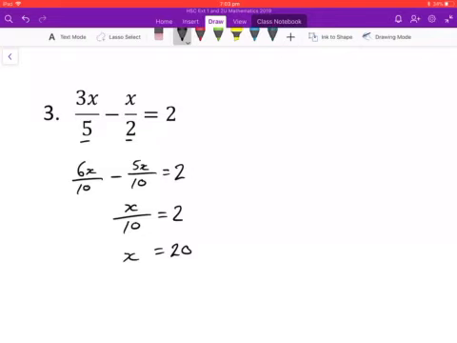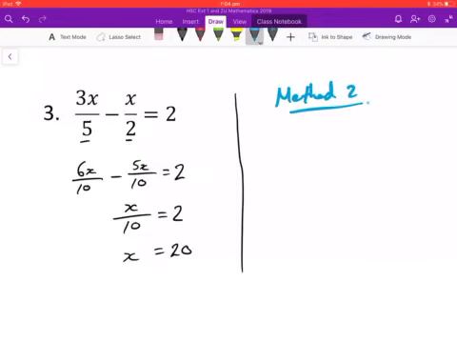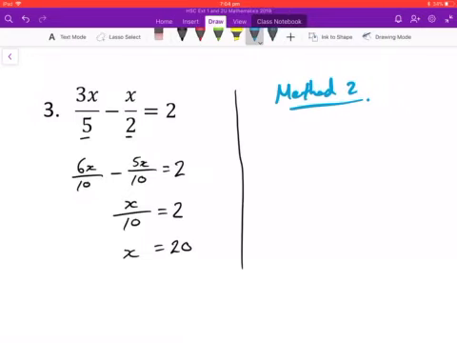All right, I'd suggest, as you get more familiar with this, you might see that if I multiply by 10 straight away, that becomes 20, and then that becomes 15x minus 5x, etc. You could do that. I'll show you that method. Method 2. So you multiply both sides by 10, because 10 is the lowest common multiple, so it's going to become 6x minus 5x is equal to 20. And so that means x equals 20.